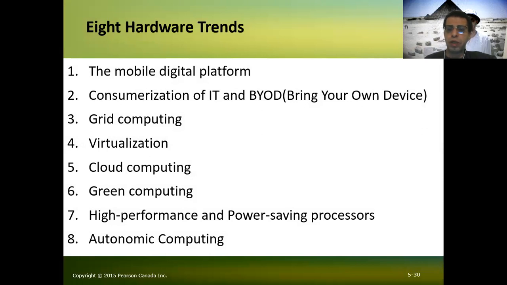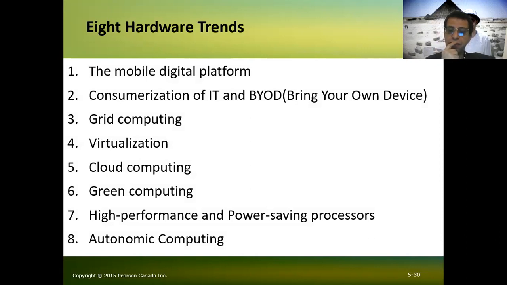But we do have lots of hardware and it's growing. So there are some trends happening. There are 8 hardware trends. One is the mobile digital platform, so you can do your work from anywhere, anytime. And then you have the consumerization of IT, where you consume hardware or software as much as you use. And something called BYOD, or bring your own device, like you bring in your own PC or something like that.